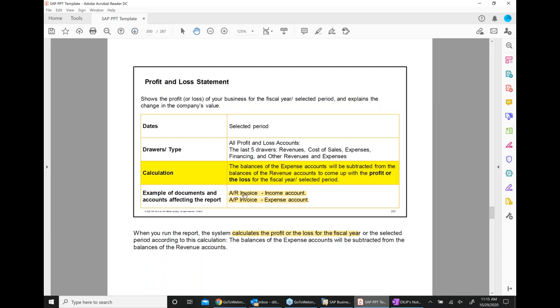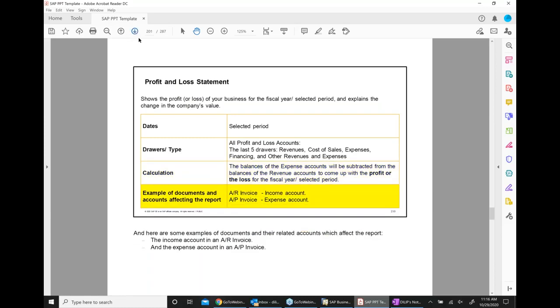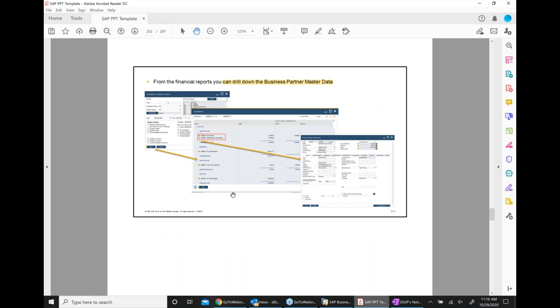What is an example? An AR invoice, a customer invoice, is an example of income. A vendor invoice is an example of an expense, and that is coming from the drawers. And you can drill down.